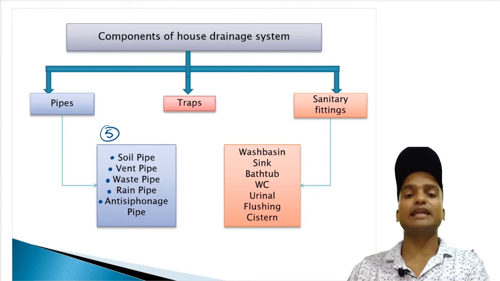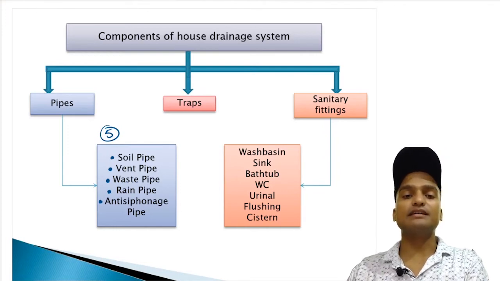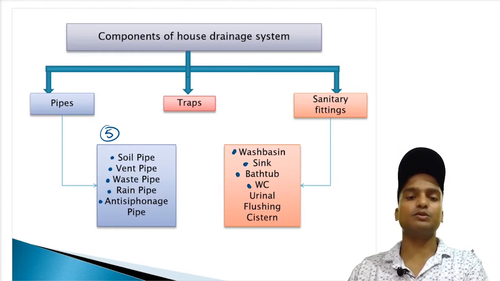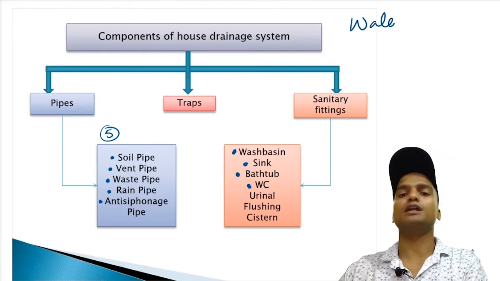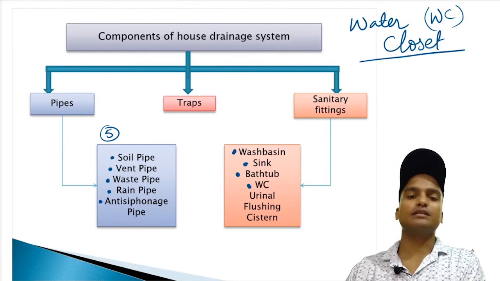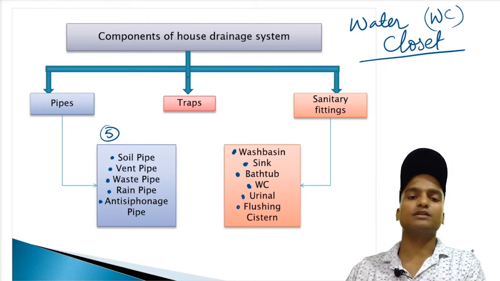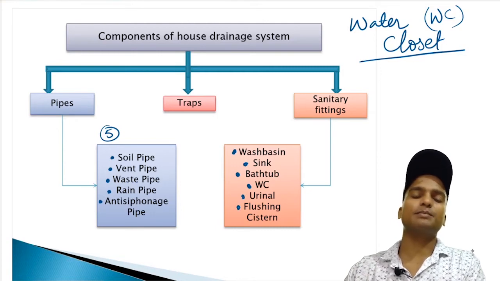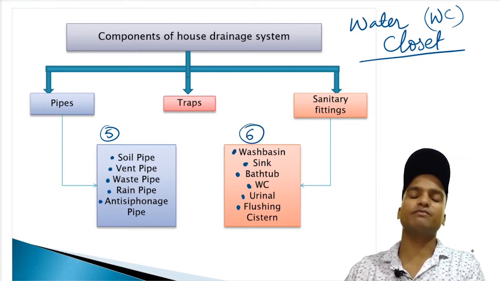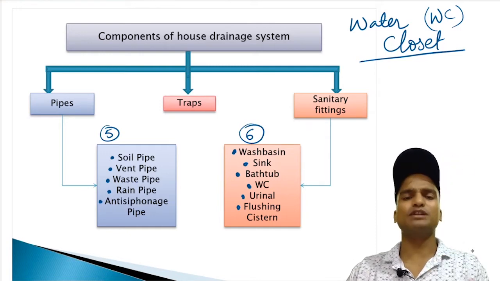And then come the sanitary fittings, which are plumbing fixtures like wash basins, and then the sink, bathtub, WC. What is WC? It's a quiz for you. Anyone knows? Water closet. Then comes the urinal. Last one is the flushing system. So I have kept only 6 sanitary fittings, which are mostly important as far as this course is concerned.